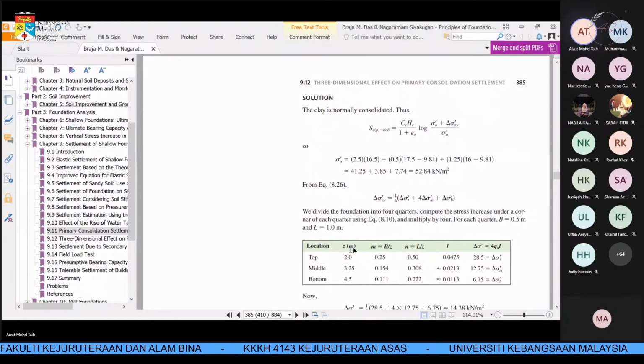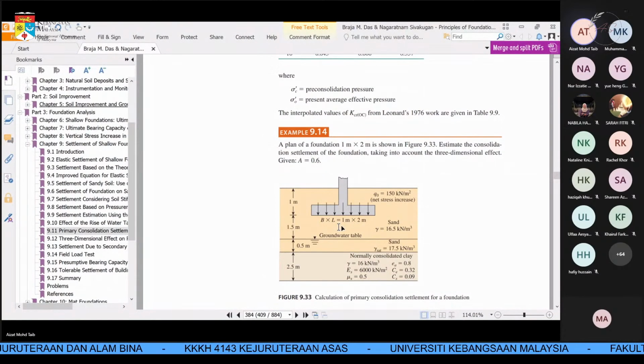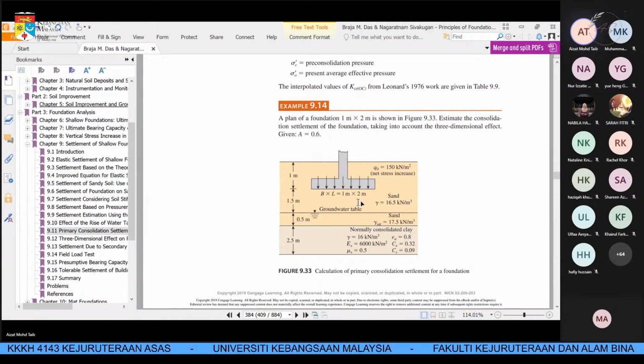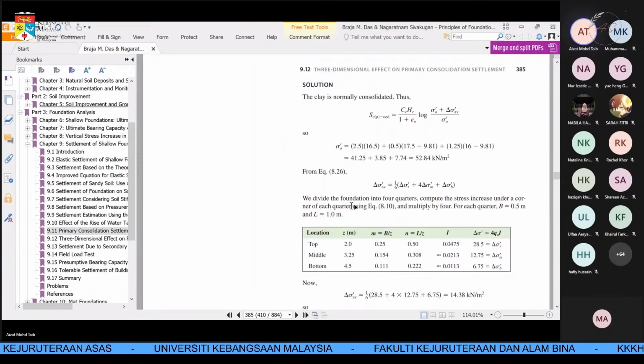B equals 0.5 and L equals 1.0. So B equals 1.5, so then we take half, and L equals 1. So they take half. So the B and L are the lengths of the quarter, because they want to compute under a corner of each quarter. Say there are 4 quarters, so each corner of the quarter, that is why we divide by half. Then the location at the top, middle and bottom.